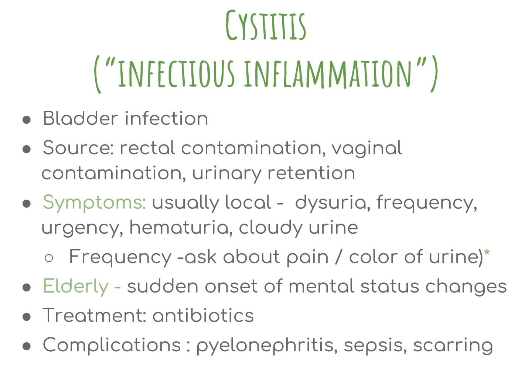Symptoms are usually local. Local means the site of the infection. So where is that infection? These symptoms include dysuria, frequency, urgency, hematuria, as well as cloudy urine. Notice how those all come from the source or the site of the infection. Frequency, you need to make sure you ask the patient about their pain and the color of their urine. You need to know that.